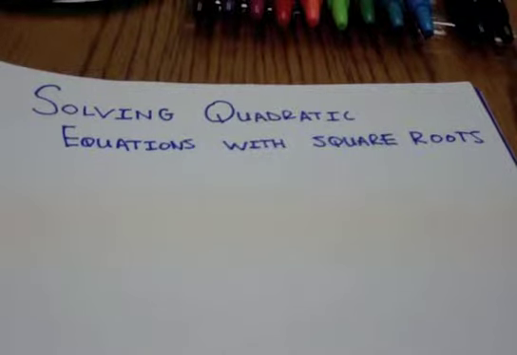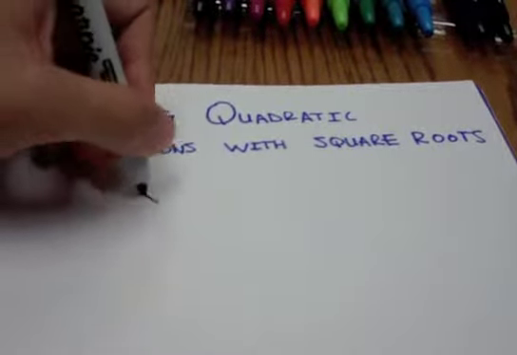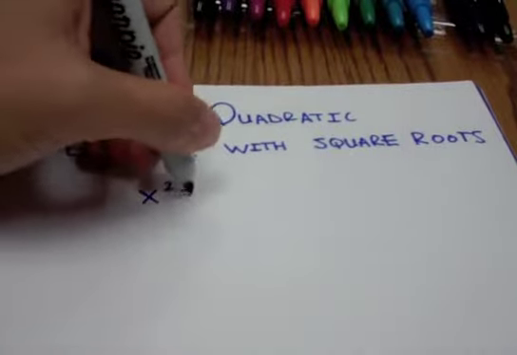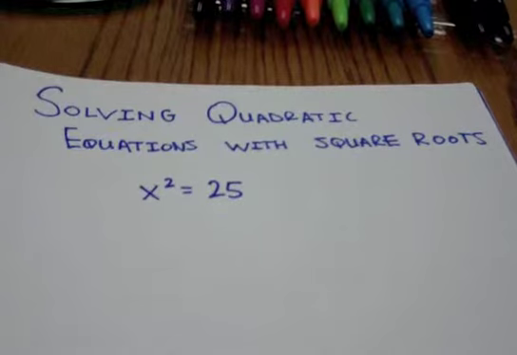Hey guys, so today we're going to be working on solving quadratic equations with square roots. So the first thing I want to do is take a look at a really basic example. So let's say you're given something like x squared equals 25 and you're asked to solve this.